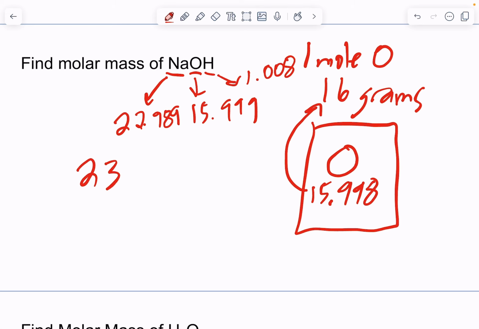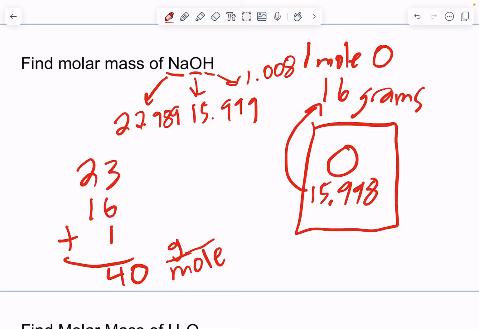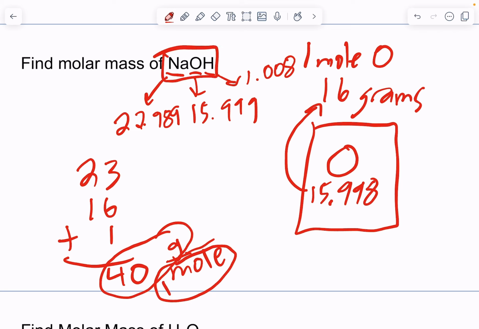Sodium has a molar mass of basically 23, oxygen with 16, and hydrogen with 1. So adding all those up, that would give me a molar mass of around 40 grams per mole. Okay, molar mass units are grams per mole. That means there are 40 grams in 1 mole of NaOH. Okay, and that's what molar mass means.